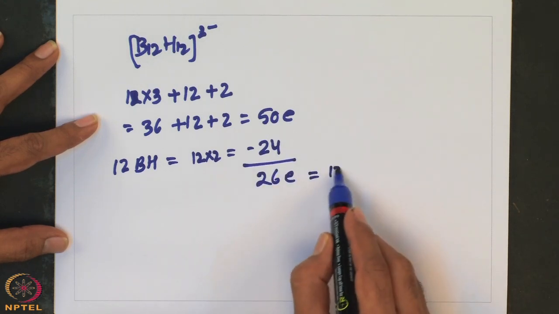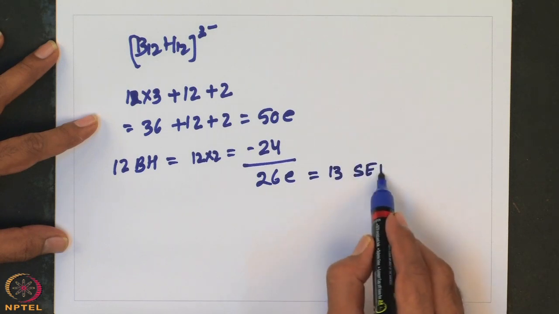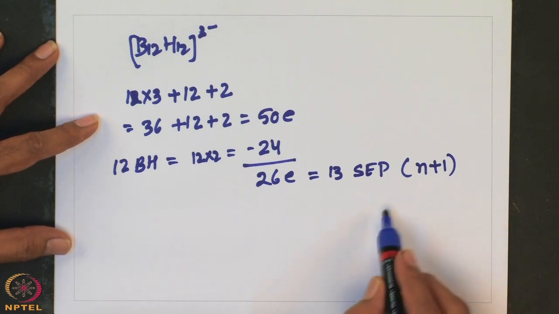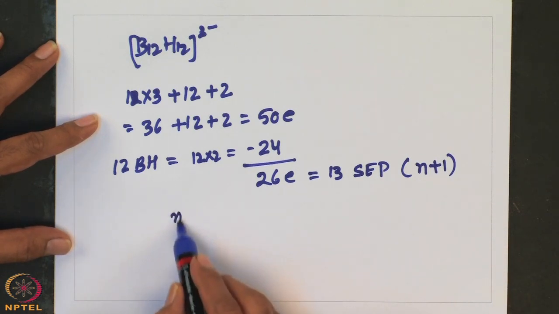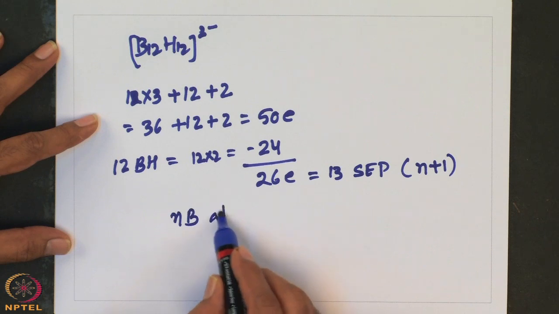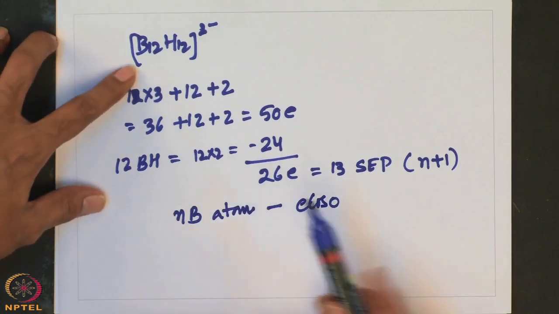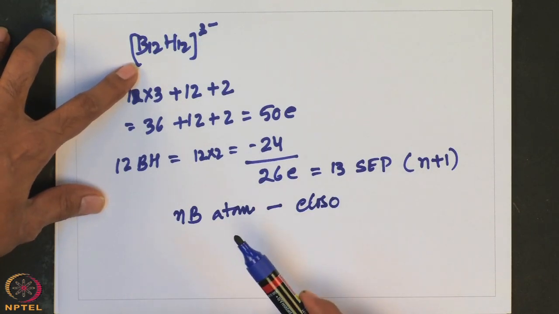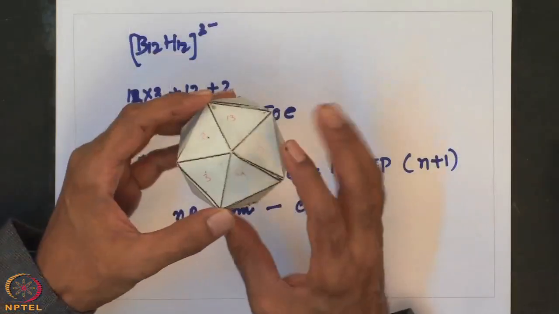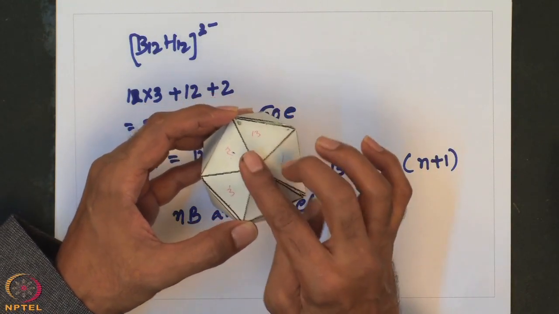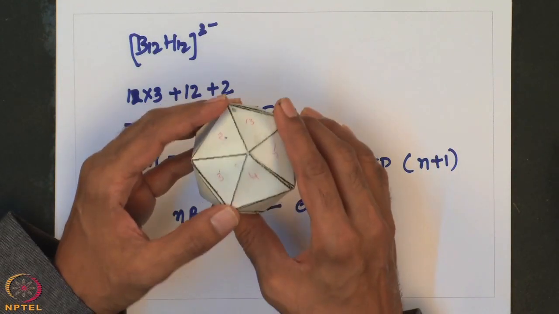This will be 13 skeletal electron pairs. This is n plus 1. So, in order to have a closo structure, we should have n boron atoms. We have 12 boron atoms. So, that means the structure is icosahedron. At each vertex a boron atom sits, and each boron makes a BH bond. So, this is how we can explain.